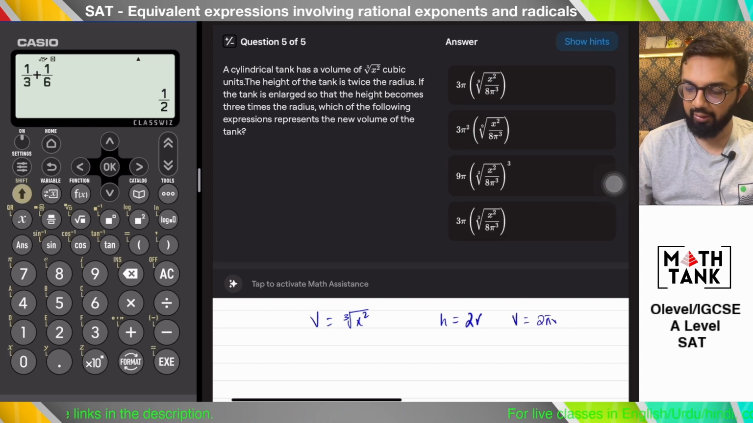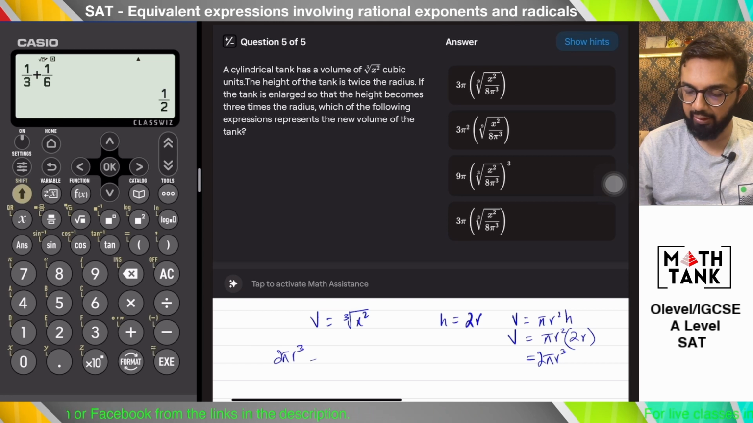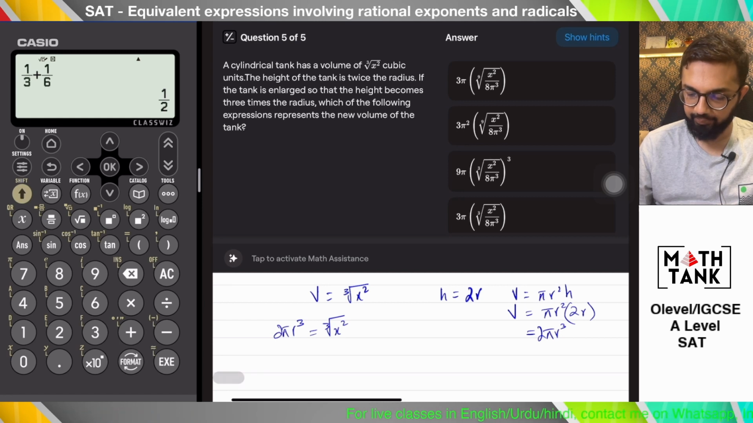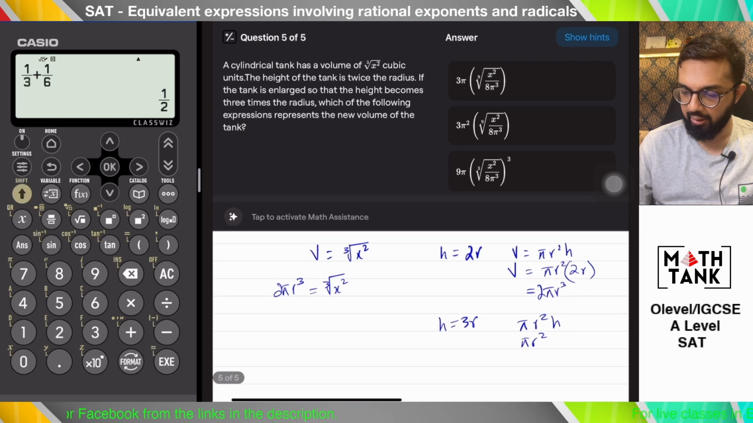Volume of a tank is pi r square h basically. Okay, if I take the height as 2r, it gives me 2 pi r cube. So 2 pi r cube is basically equal to cube root of x squared. Then the height becomes 3r. So pi r square h becomes pi r square times 3r, so 3 pi r cube.